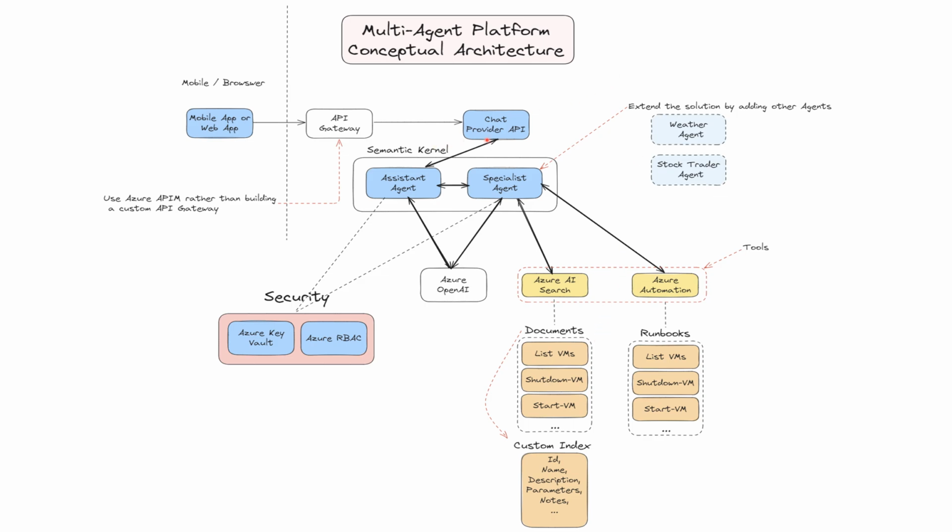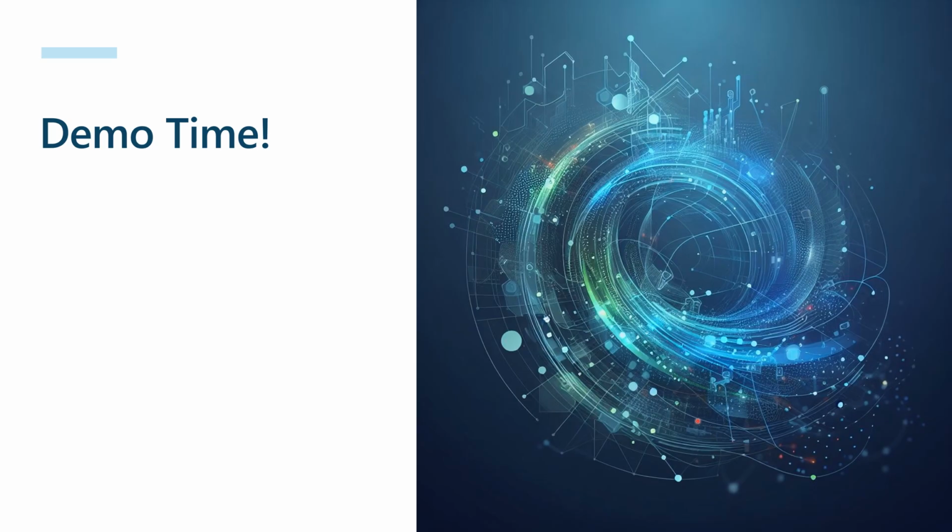We can see that the request comes in through the chat provider. It's then delegated to the assistant agent, and then the assistant agent will delegate this to additional agents here. And as you can see here, I extended the system by adding a weather agent, but I just want to show you how easy it is to add additional agents to create a multi-agent solution. So we're going to dive right into a demo now, and let's get started with that.